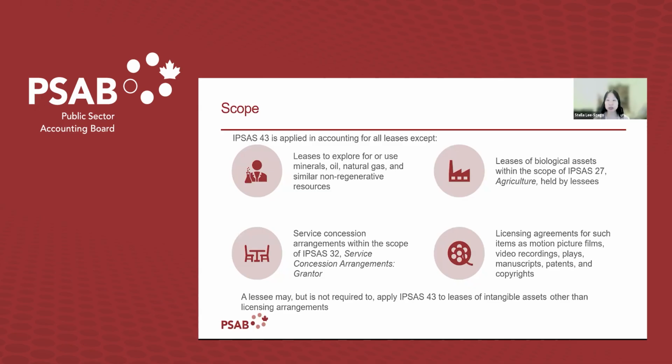Starting with the scope of IPSAS 43, an entity is required to apply the standard to all leases, which includes leases of right-of-use assets, even in the case of subleases. IPSAS 43 does not apply to the following items: leases for minerals, oil, natural gas, and similar non-regenerative resources; leases of biological assets covered under IPSAS 27 Agriculture when held by a lessee; service concession arrangements addressed in IPSAS 32; and licensing agreements for items like films, patents, or copyrights.